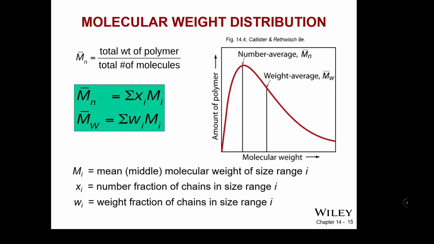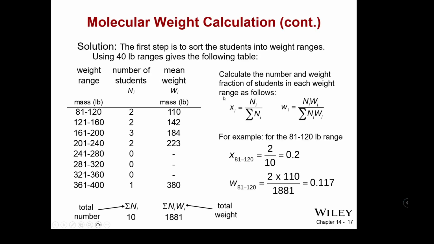So that's why weighted average is lower, numeric average is higher, because of the way that that works on the curve. The weighted average is 2 times 110, so that you're not using different numbers. You're still using the averaged masses in there. So you have 2 times 110 divided by 1881, and you get your 0.117.